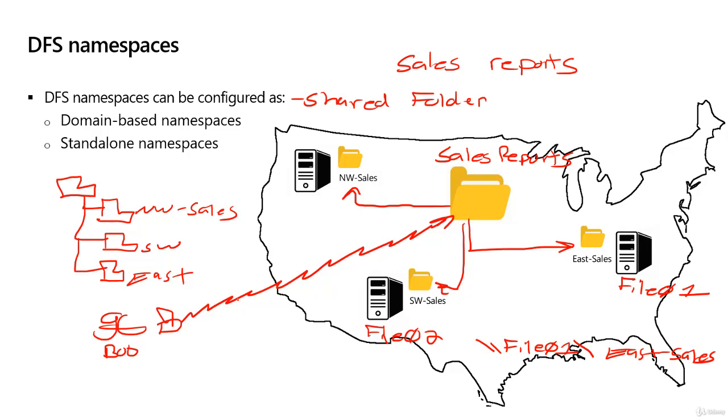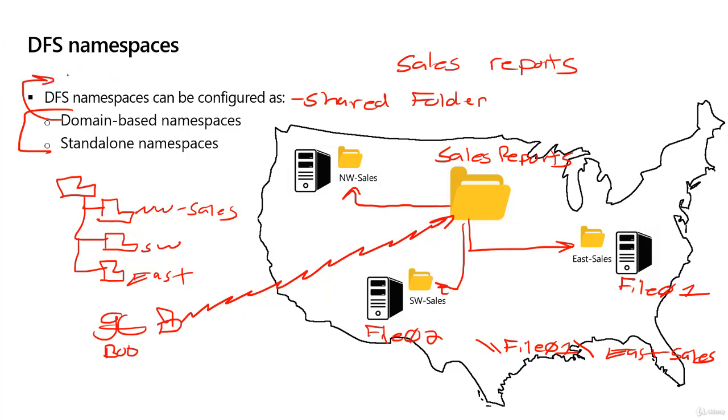When you configure this, you have two options. You make this domain-based or standalone. Domain-based just integrates with Active Directory. You could have multiple copies of this in your environment. If you choose standalone, it simply does not integrate with Active Directory. One of the big differences is the path. If I choose domain-based, the path can be my domain name.